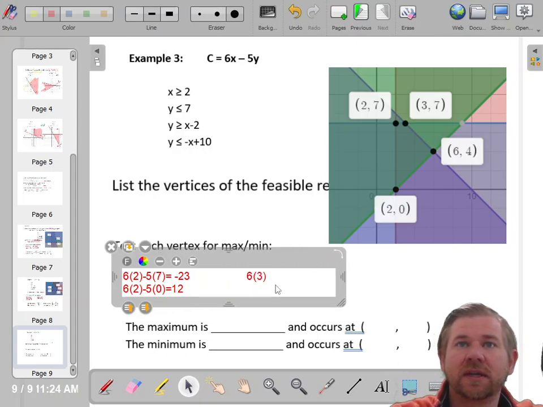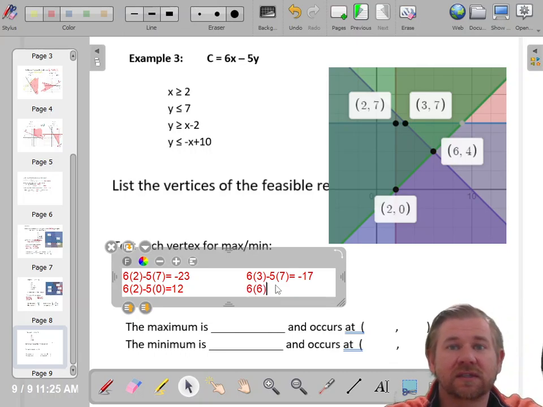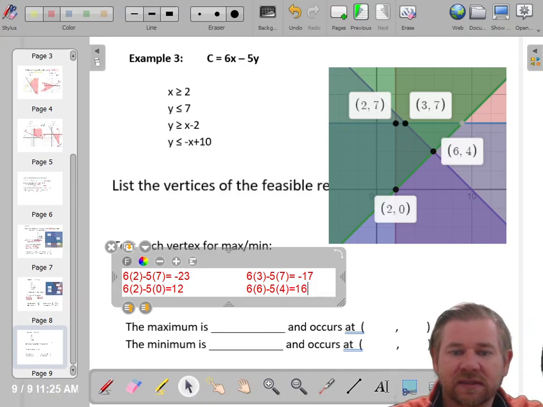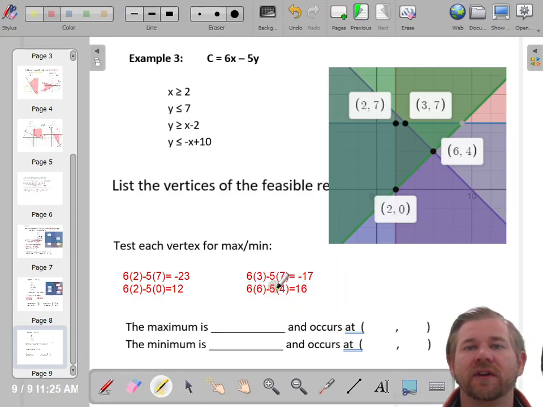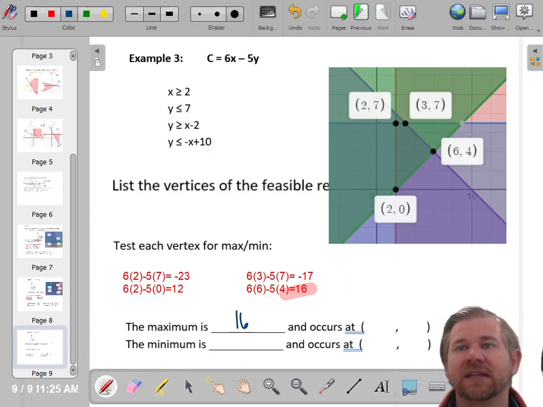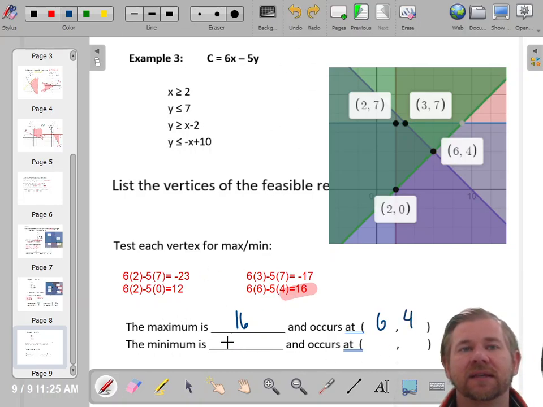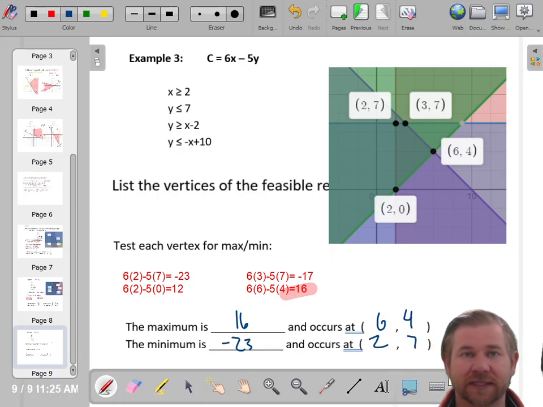6 times 3 minus 5 times 7. So 18 minus 35 is negative 17. Another negative, okay. And then the last one, 6 times 6 minus 5 times 4, 36 minus 20 is 16. So if I want to maximize the objective function, the largest of those is right there. The maximum is 16, and that happens at 6, 4. And if I want to minimize, the smallest is at 2, 7, and that's when you get negative 23. Okay, so we got some negatives in that one.